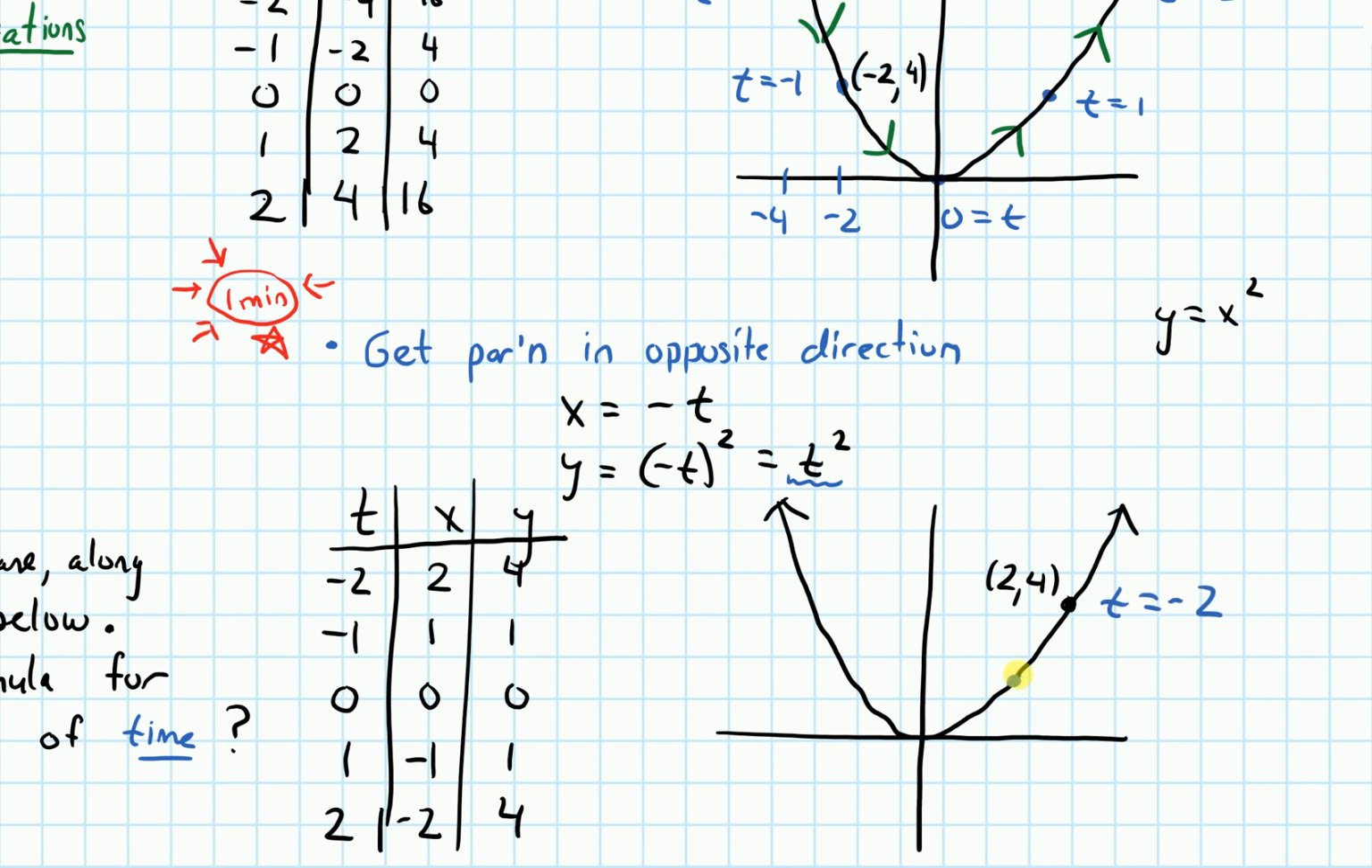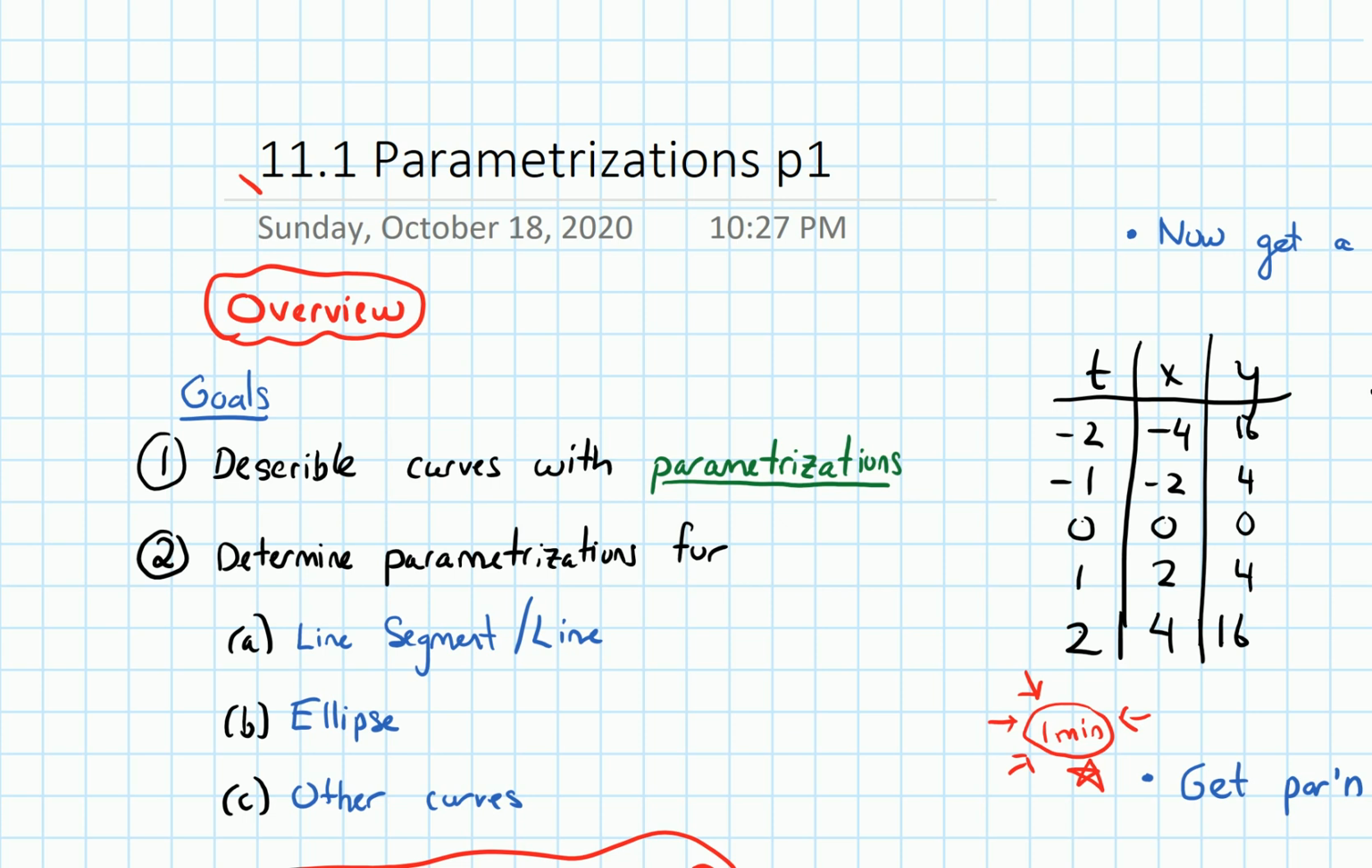So t equals -1 would be somewhere here, and that corresponds to the point 1, 1. Nice, and then t equals 0 again is at the bottom of this parabola, 0, 0. T equals +1 would be on this side, and then t equals +2 would be on this side. And now let's draw in the direction arrows. The direction we are traversing is now in the opposite direction along this parabola. So in terms of our goals for this video, we have done an introduction on how we describe curves with parametrizations.